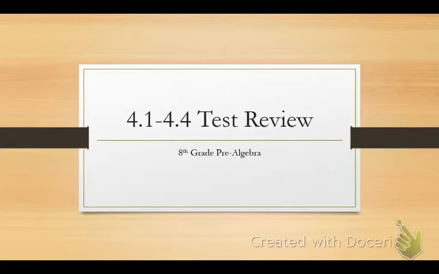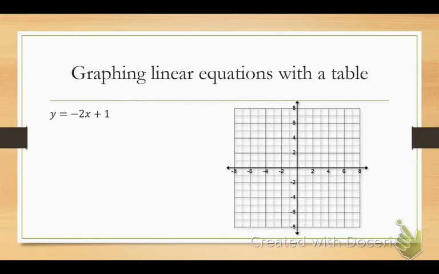Guys, so today we are reviewing for your test over sections 4.1 through 4.4. All right, so the first question that you're going to see is from section 4.1, where we are graphing linear equations with a table. And remember, when we're using tables, we really could use any x values we want. But there's a reason we choose very specific x values in order to keep our graphs reasonable. We don't want really huge numbers that we're having to graph.